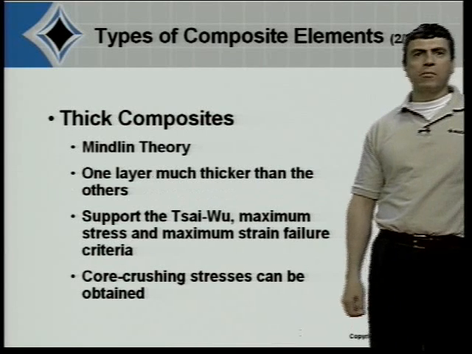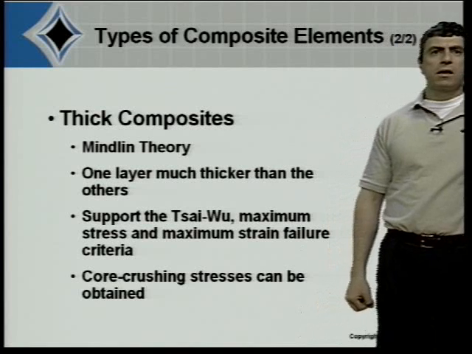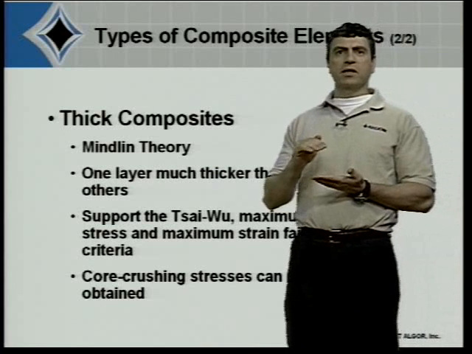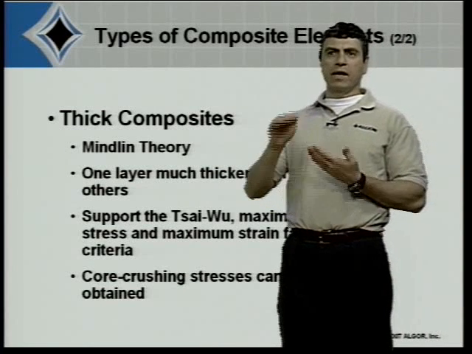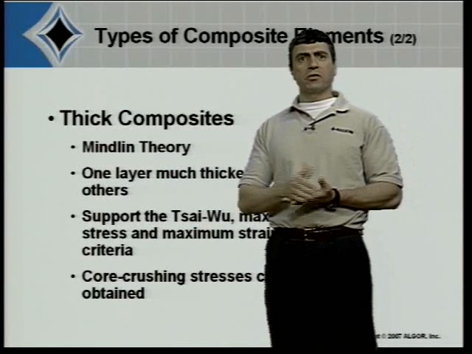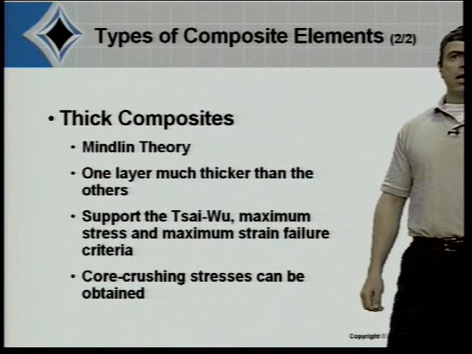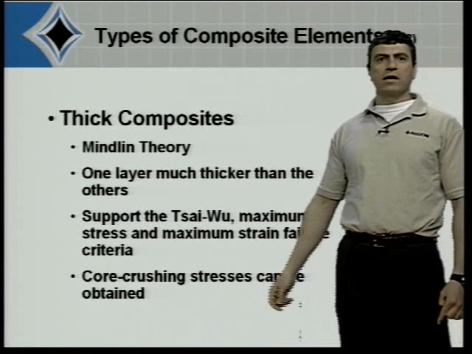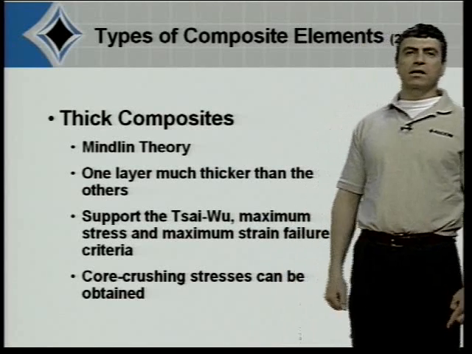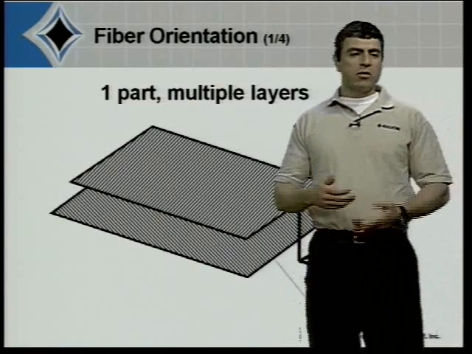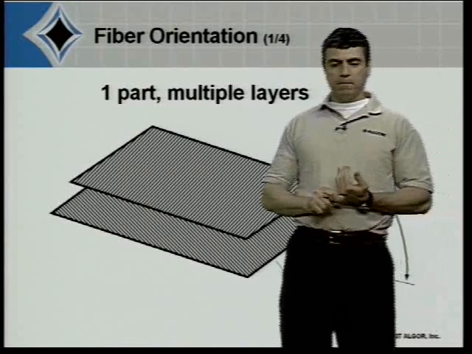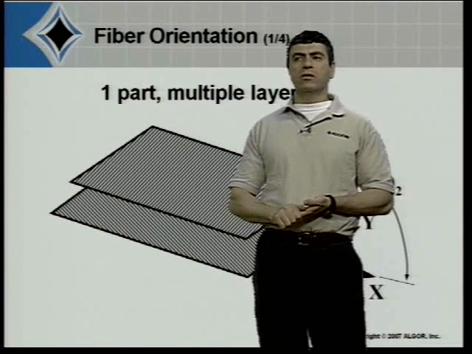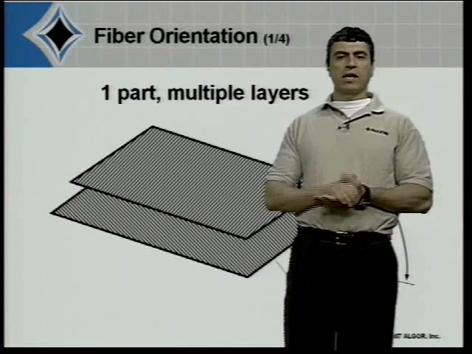The other kind is the thick composite. It uses a different theory, the Mindlin theory. Typically, when you're using thick composite, you have one layer which is much thicker than the other layers. It's like a core layer surrounded by skin, so to speak. This also supports the Tsai-Wu, maximum stress and maximum strain failure criteria, and it also has core crushing stresses calculated. And by the way, whenever you want to use those failure criteria and the core crushing criteria, there's more input required on the user's side so that it knows how to calculate the numbers.